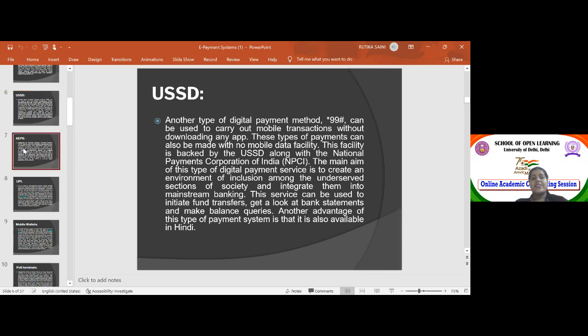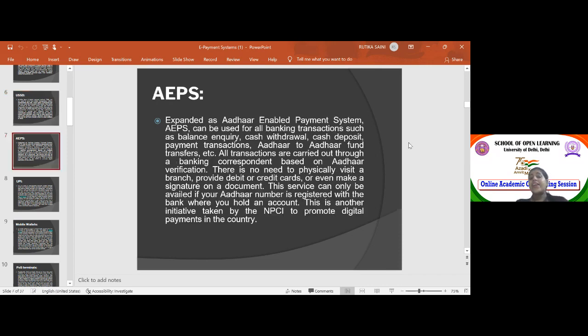Next, AEPS, expanded as Aadhaar-enabled payment system. It can be used for all banking transactions, such as balance inquiry, cash withdrawal, cash deposit, payment transactions, Aadhaar to Aadhaar fund transfers, etc. So here, the AEPS can be used to make the balance inquiry.